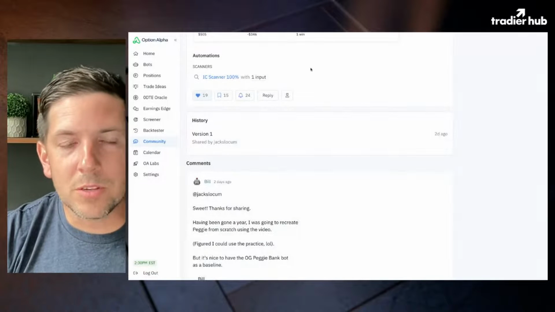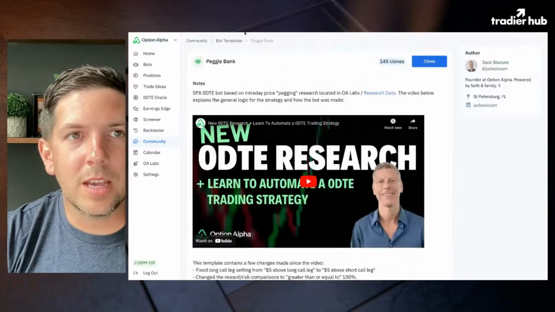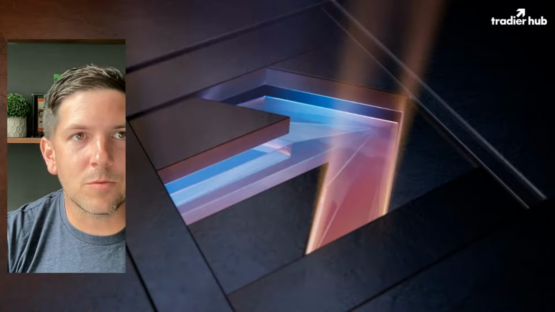So I hope this was really helpful to go through this and show you guys how some of this research works. As a reminder, the research is available on Option Alpha. You can go to the PEG research post, or you can just go into the Option Alpha platform, click on OA Labs, and then go into the research data section. But it's really powerful data. It's stuff that I'm using inside of my bots now.